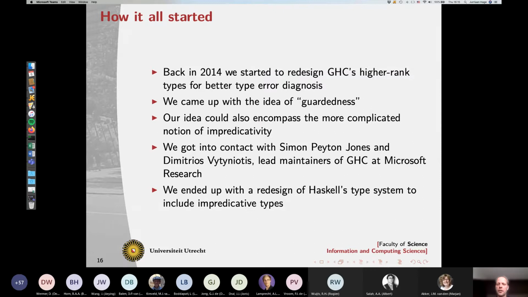Back in 2014, I was with Alejandro, and we wanted to look at GHC's design for higher rank types because we wanted to improve the error diagnosis. We came up with a new notion called guardedness. I'll give some details in a minute. And what was nice about it, it actually also gave us a handle on a more complicated notion than higher rank types, namely that of impredicativity. Now, we got into contact with Simon Peyton-Jones and Dimitrios Vytiniotis, the lead maintainers of GHC at Microsoft Research, who had tried to add impredicativity to GHC a few times, but had failed twice. In the end, we came up with a redesign of Haskell's type system to include not only higher rank types, but also impredicative types.